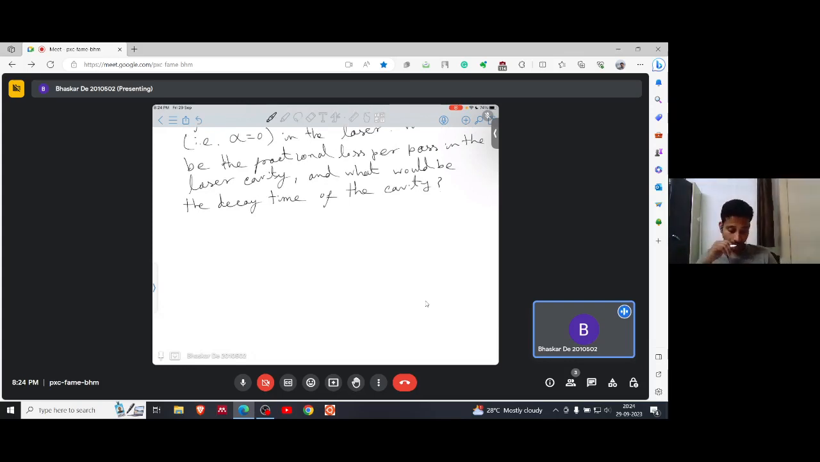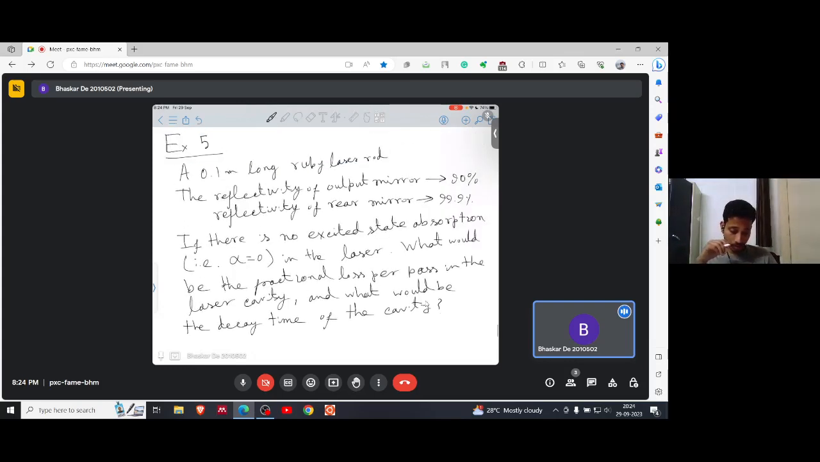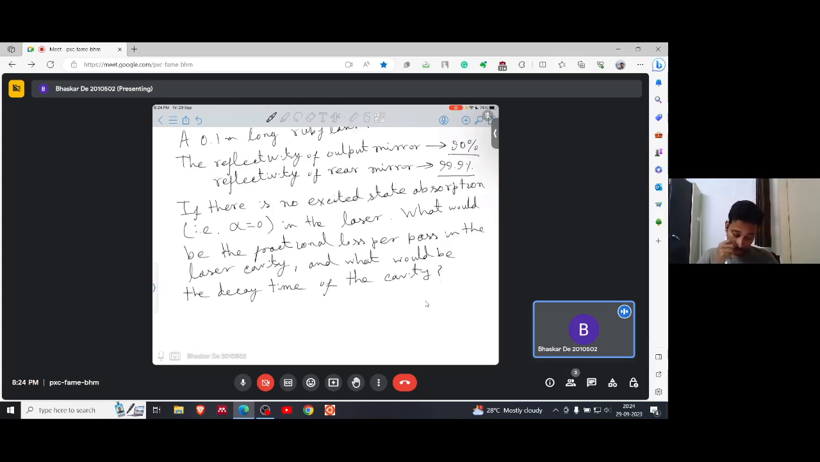So here we have a 0.1 meter long UV laser rod. The reflectivity of the output mirror is 90% and the reflectivity of the rear mirror is 99.9%. So if there is no excited state absorption, that is the excited state absorption coefficient is 0 in the laser, what would be the fractional loss per pass in the laser cavity and what would be the decay time of the cavity.